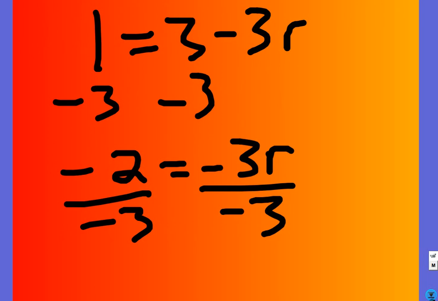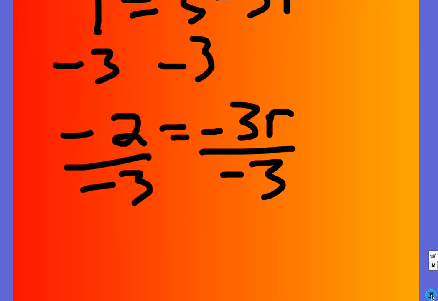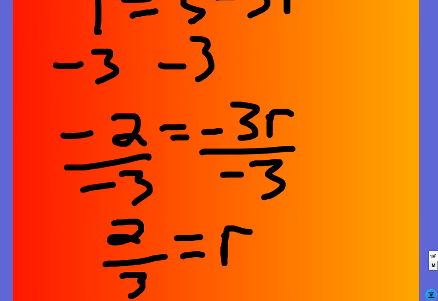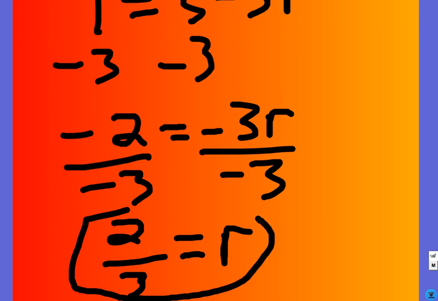And what does negative 2 over negative 3 simplify to? Yes, it's a negative over a negative, so it becomes positive 2/3. So the answer is r equals 2/3. That's all you have to do.